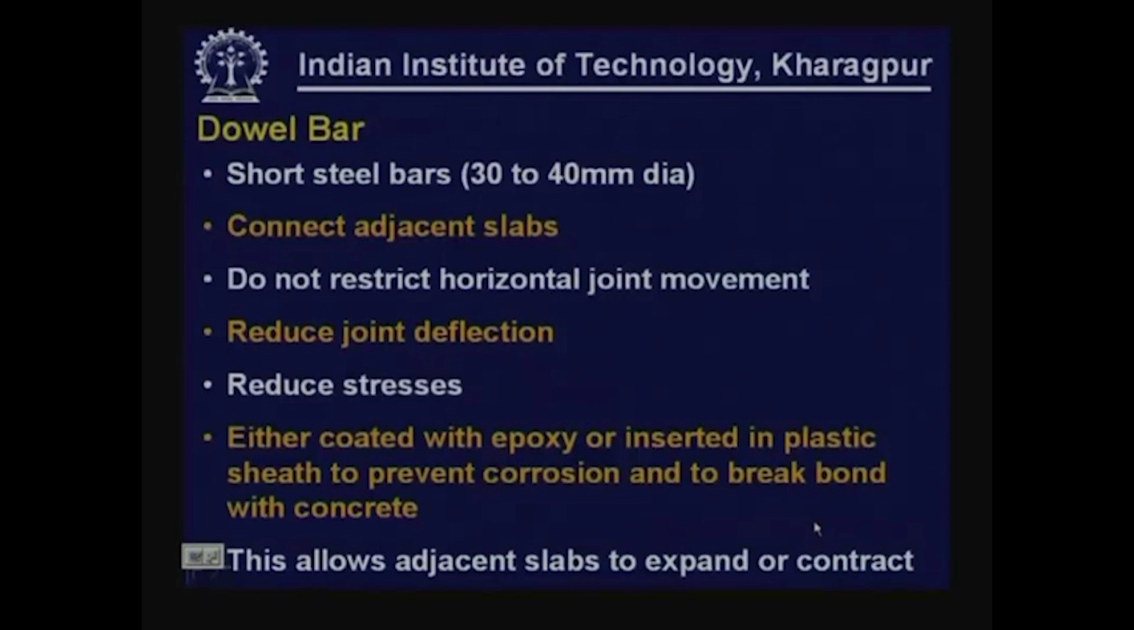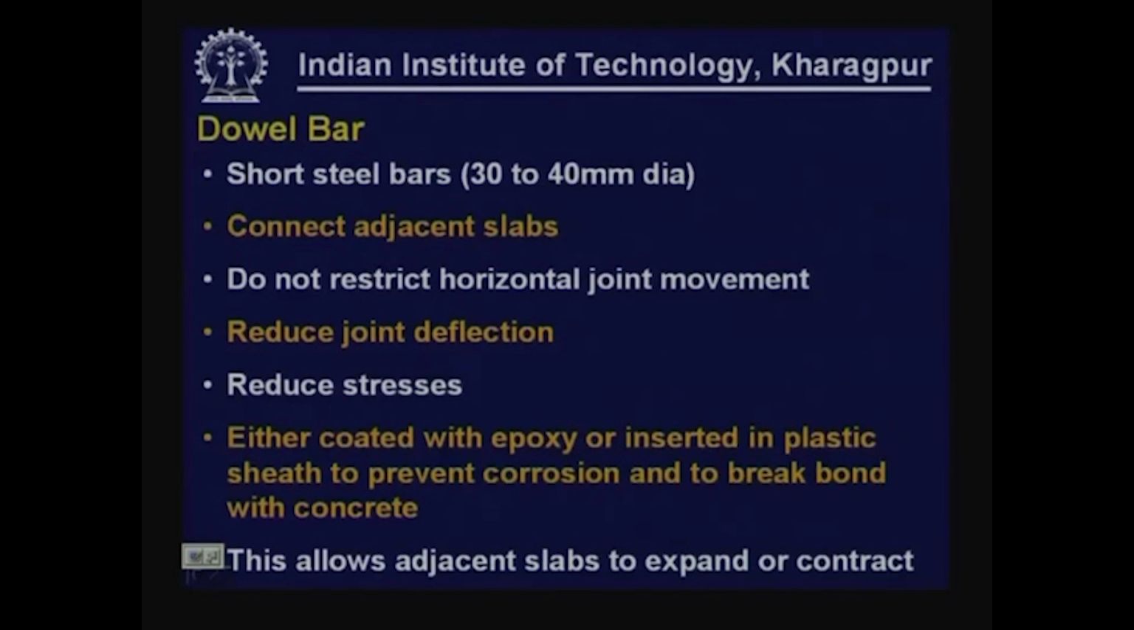The dowel bars are basically short steel bars. The diameter will typically be 30 to 40 millimeter, and the length will be about 400 to 500 millimeter. They connect adjacent slabs. However, they do not restrict the horizontal joint movement.